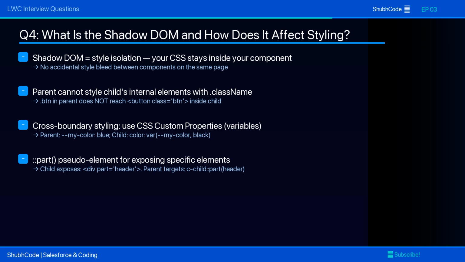The implication for styling: you cannot use standard CSS class selectors to style elements inside a child component from the parent. You need to use CSS custom properties, CSS variables, to pass styling values across the shadow boundary. The parent defines a CSS variable, the child consumes it.